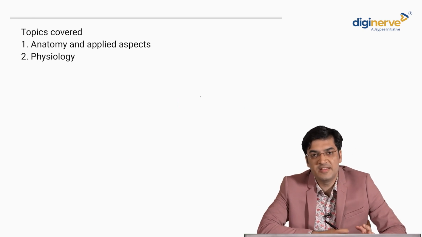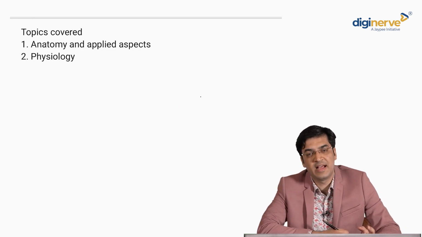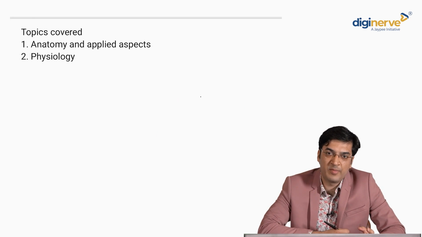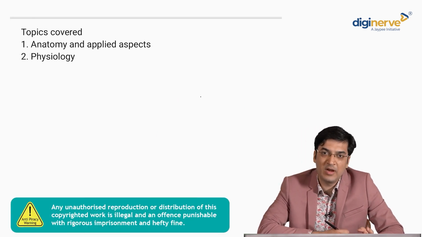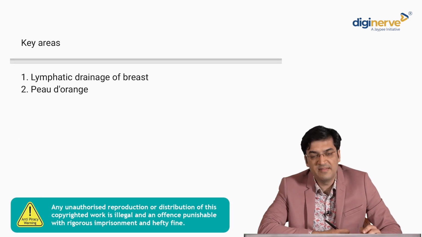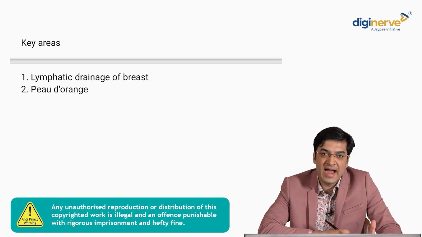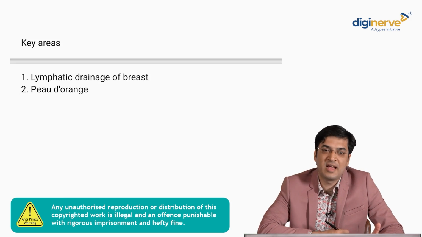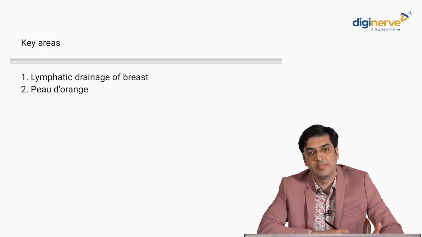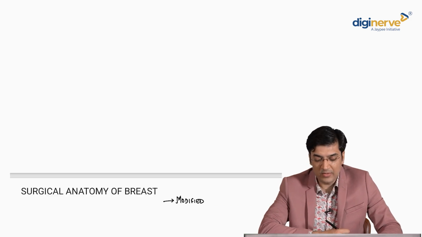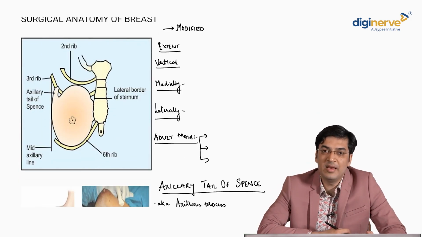Topics that we'll be covering in this module are the anatomy and its applied aspects and the physiology of breast. Now, the key areas from where the questions have been asked from this module are mainly regarding the lymphatic drainage of the breast, and specifically a lot of questions have been asked about the examination favorite topic, that is the Peau d'orange appearance. Okay, now let us delve into understanding what all concepts that we'll be learning today.